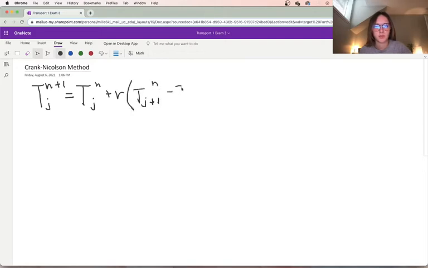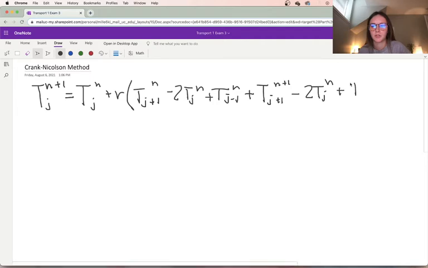Plus T_j^{n+1} minus 2T_j^n plus T_{j-1}^n. And then we are also going to add on some other parts. It's going to be this part and this part, but at n plus 1. So we're going to have T_{j+1}^{n+1} minus T_j^n plus T_{j-1}^{n+1}. And so this way of doing things takes the average of both.